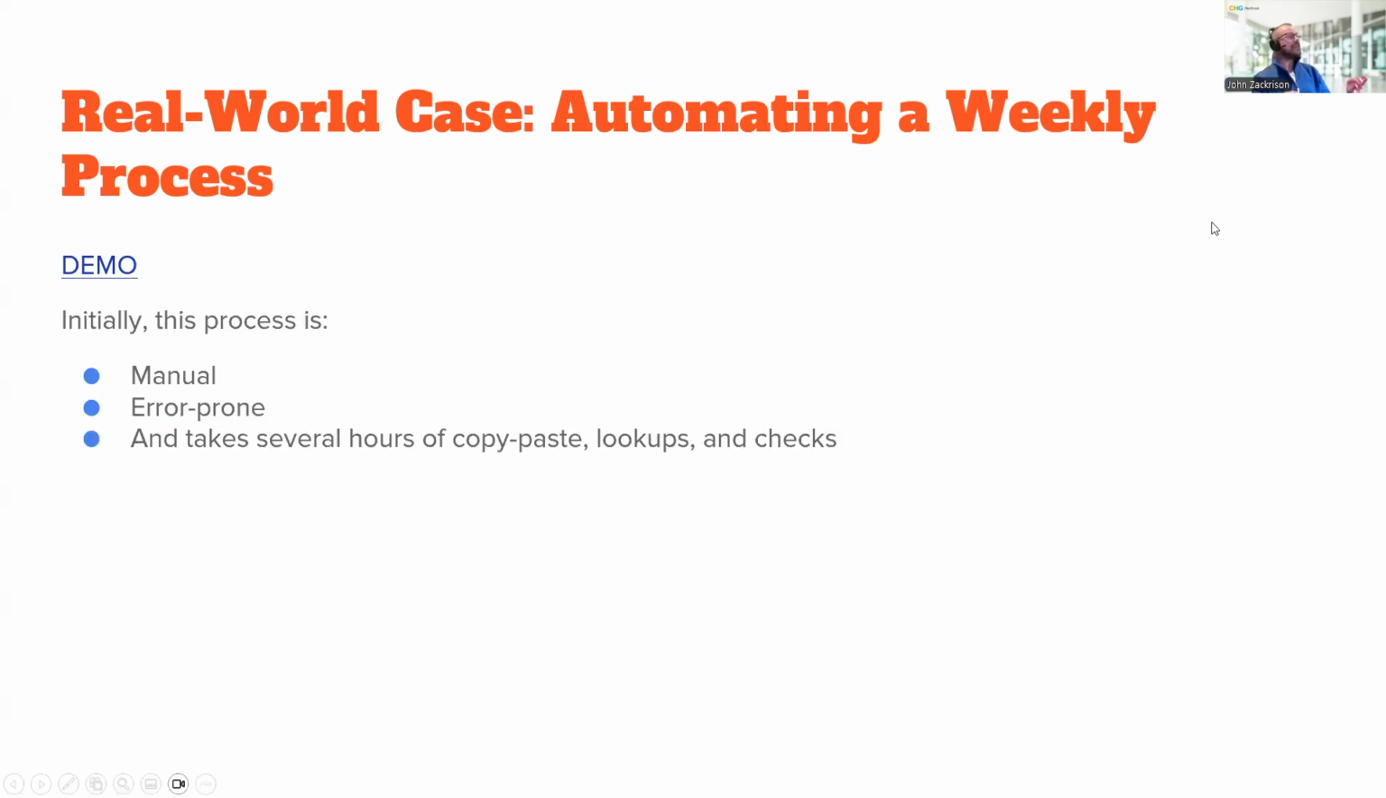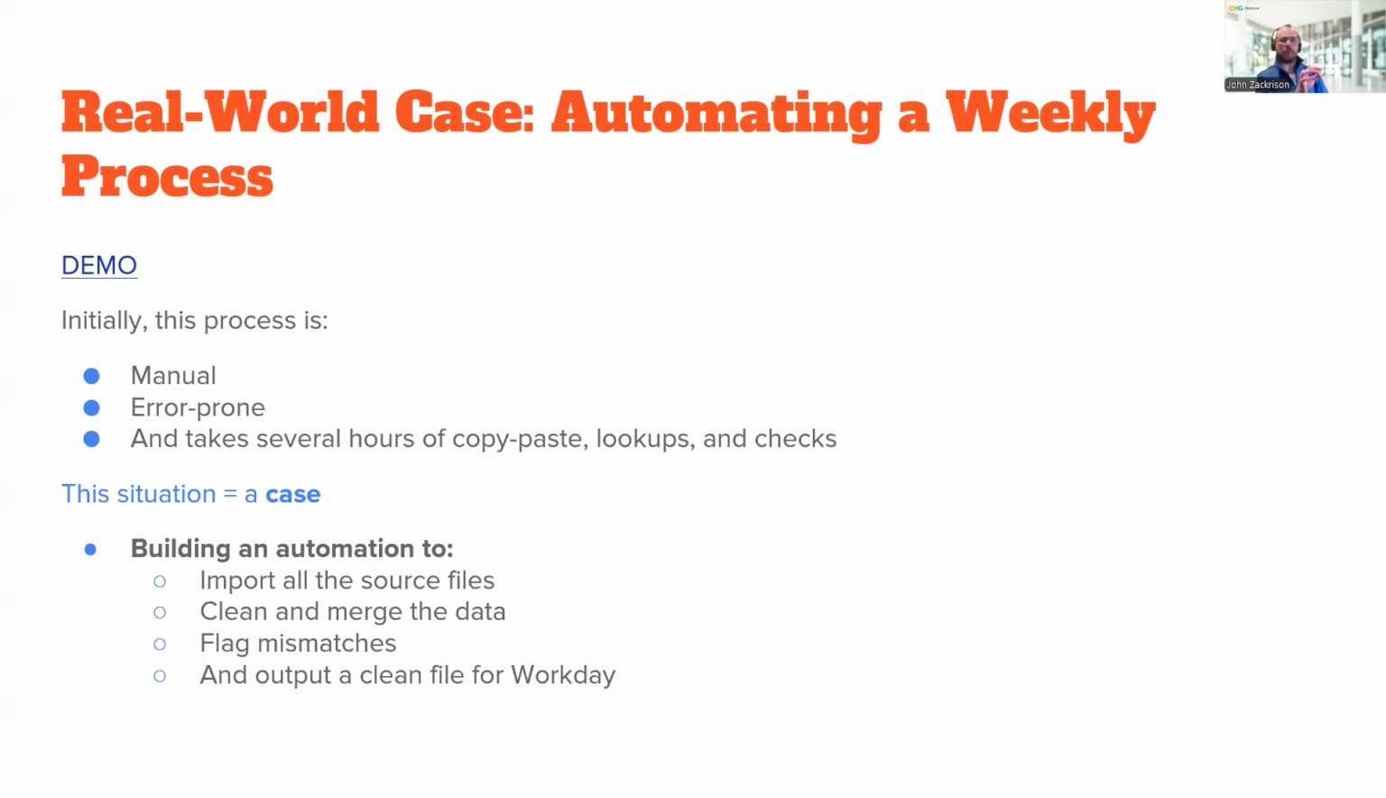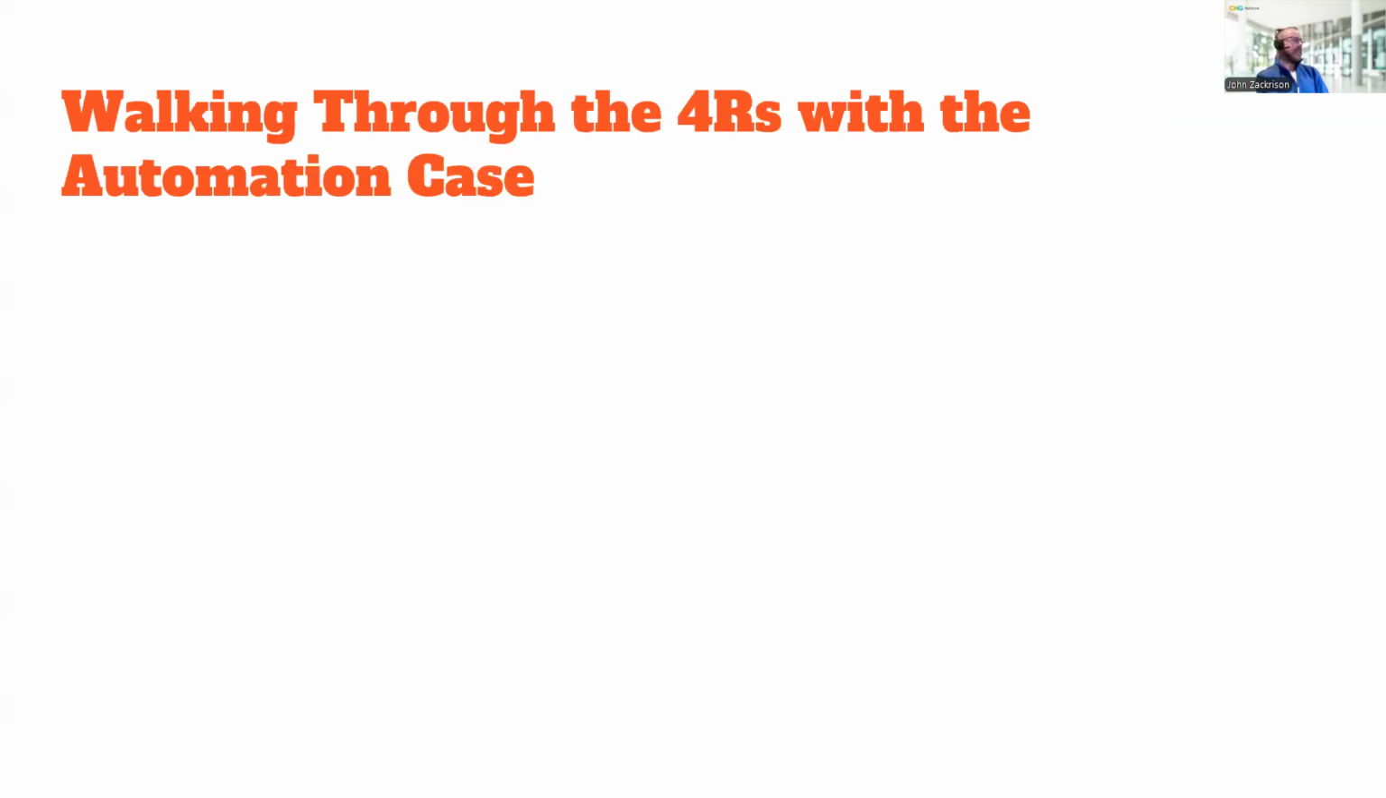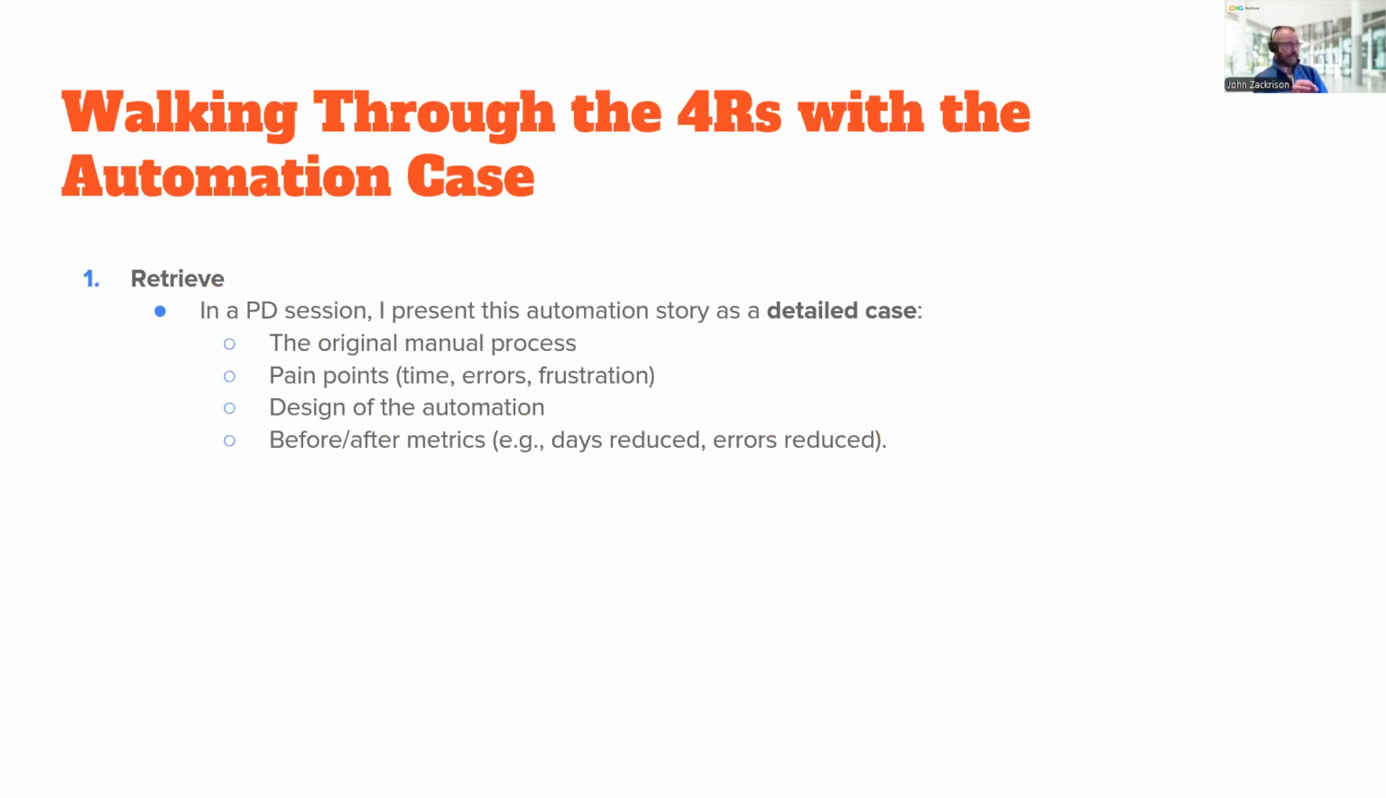Initially, as I mentioned, this process was very manual and error prone, and it took forever. This situation becomes our case that we want to work from. So building the automation into this process becomes our index case, and that can be used to run through the four R's that we discussed earlier. So we can retrieve.